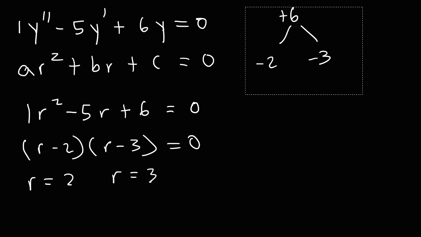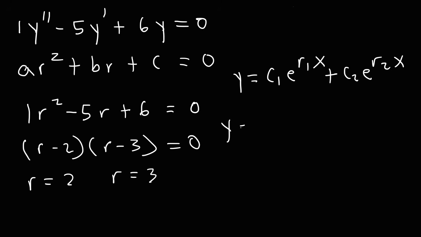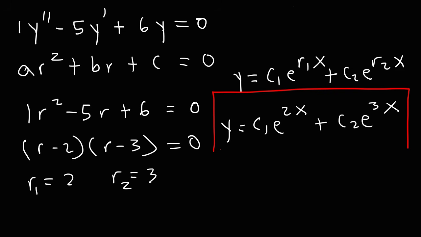So now that we have the values of r, we can write the general solution. Here's the general formula for case 1. It's C1 e^(r1 x) plus C2 e^(r2 x). Substitute in r1, let's call this r1, and we'll call that r2. So let's replace r1 with 2, and then replace r2 with 3. So this is the general solution to the differential equation. That's the answer.